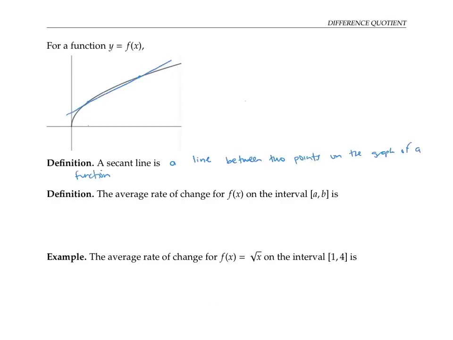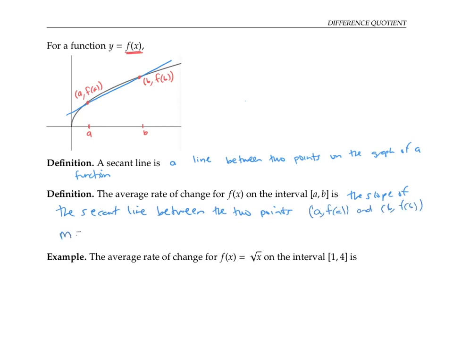I'm going to label this x value as a and this x value as b. So this point here on the graph is going to have an x value of a and a y value given by f(a). The second point will have x value b and y value f(b). Now the average rate of change for a function on the interval from a to b can be defined as the slope of the secant line between the two points (a, f(a)) and (b, f(b)). In symbols, that slope m is the rise over the run, or the change in y over the change in x, which is the difference in y coordinates, f(b) − f(a), over the difference in x coordinates, b − a. So this is the average rate of change.